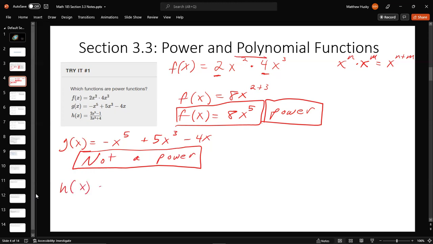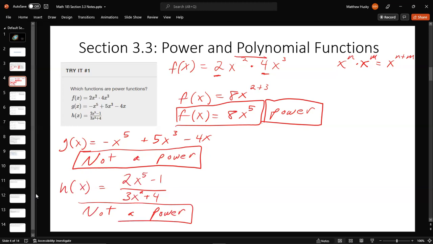Likewise, for h of x, this is also not going to be a power function. The name for this is actually a rational function because it's a ratio or fraction. That is a whole lot more complicated than just 8x to the 5th or x to the 3rd. That is not going to be a power function. Because it's a fraction, that's a different kind of function.